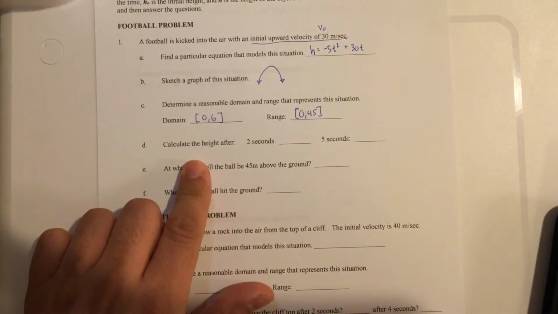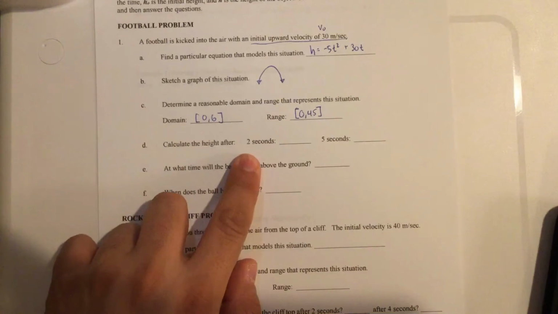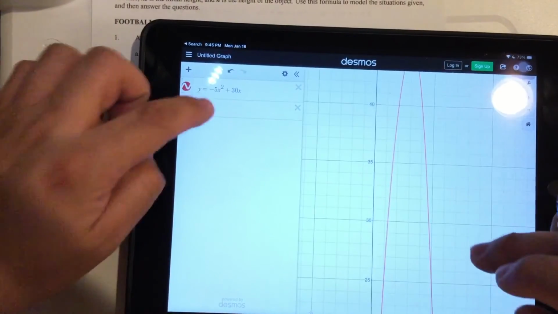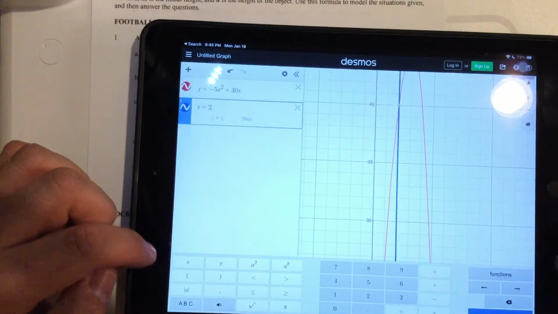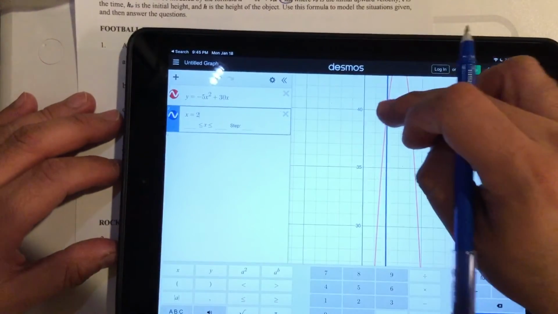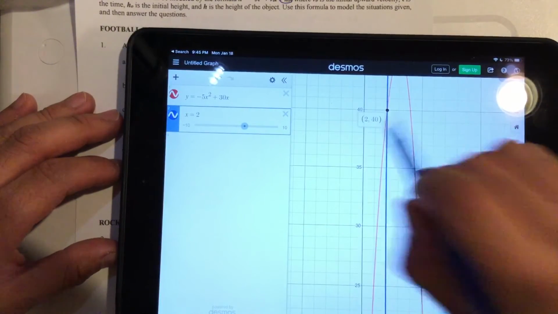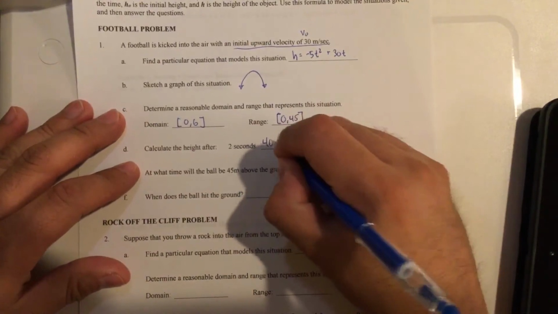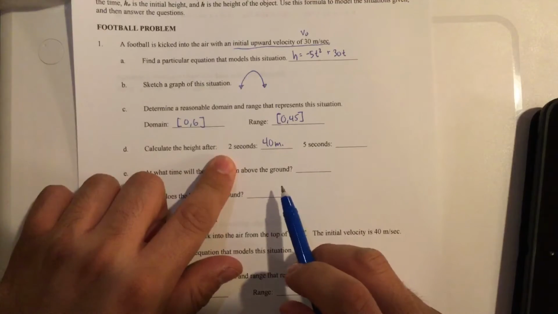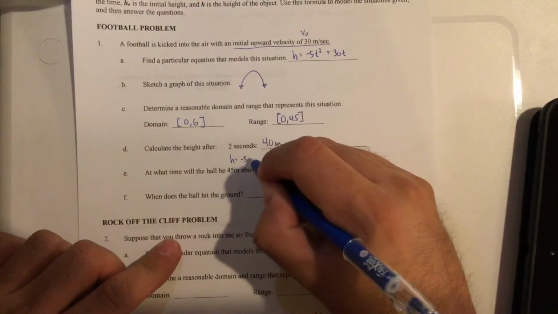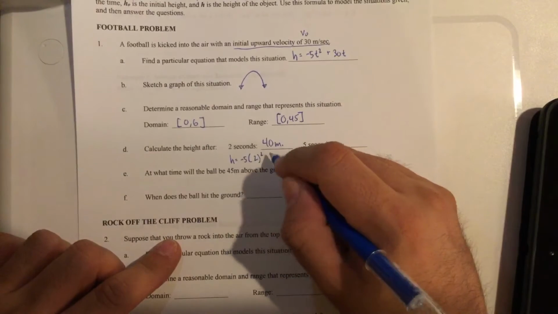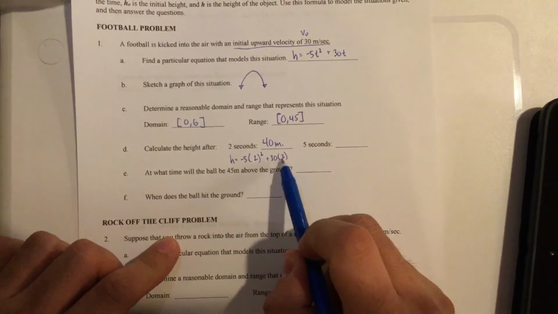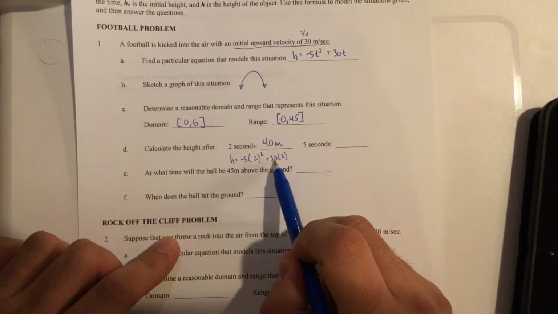Now it says calculate the height after 2 seconds. If you recall, time is x. So I'm just going to go back over here and type in x equals 2. And I see it just happens to intersect right there. So I'm going to click on the intersection, and I can see it is 40 meters. And once again, since it gave me 2 seconds, I could have easily just said h equals negative 5 times 2 squared plus 30 times 2, right? That's 4, negative 20, 30 times 2 is 60, so negative 20 plus 60 is 40 meters.